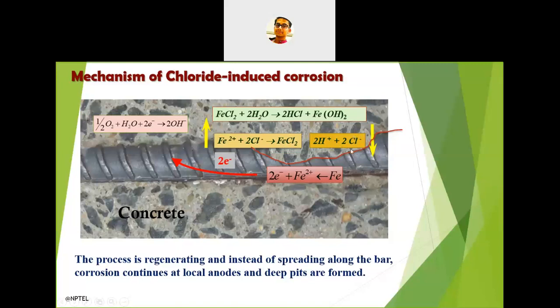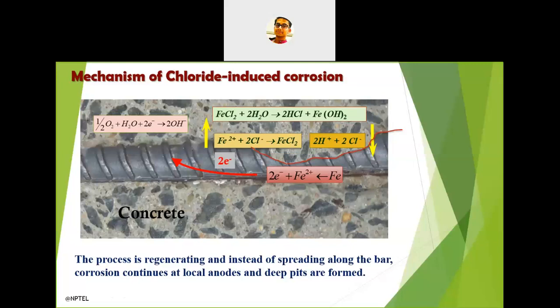This chloride content will again attack the iron, and again the chain will continue. So that's why chloride induced corrosion is very dangerous. Once it starts, it's quite hard and difficult to make it stop. There are some technologies to stop corrosion, but the initiation of chloride induced corrosion in any RC concrete system is very dangerous.